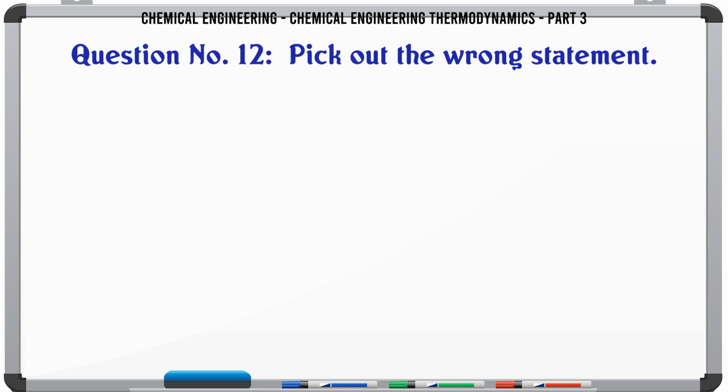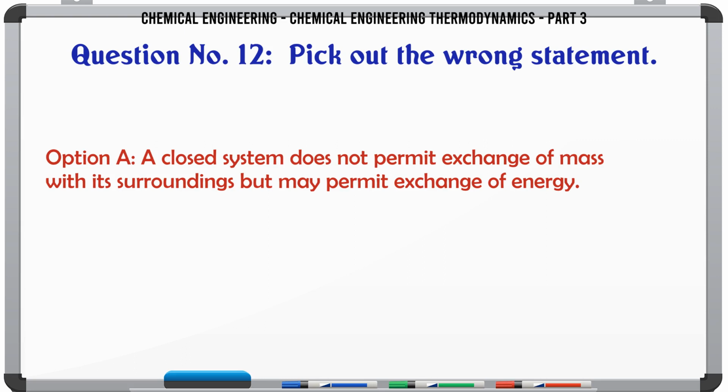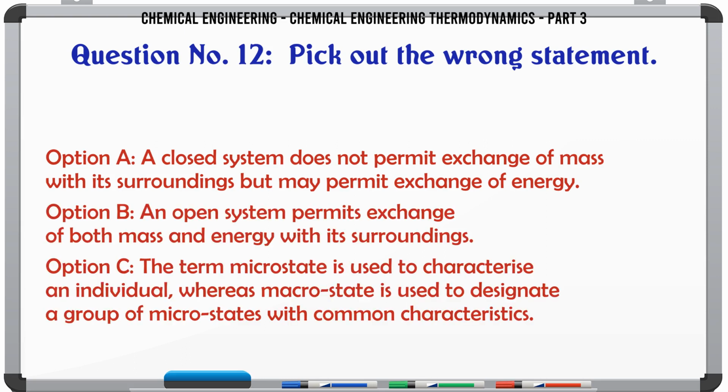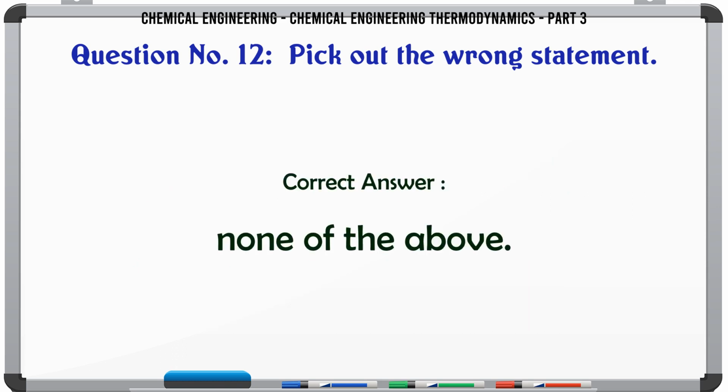Pick out the wrong statement. A. A closed system does not permit exchange of mass with its surroundings but may permit exchange of energy. B. An open system permits exchange of both mass and energy with its surroundings. C. The term microstate is used to characterize an individual, whereas macrostate is used to designate a group of microstates with common characteristics. D. None of the above. The correct answer is none of the above.